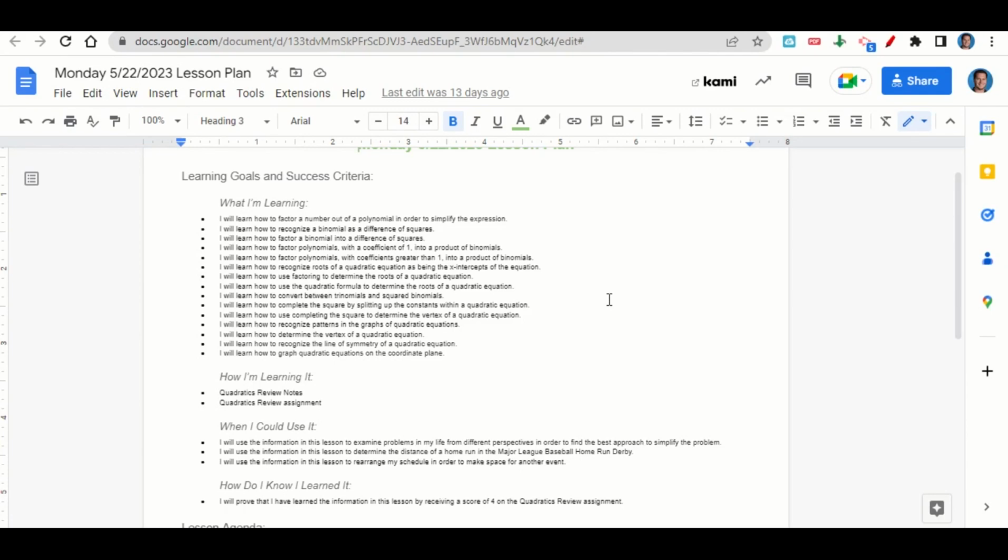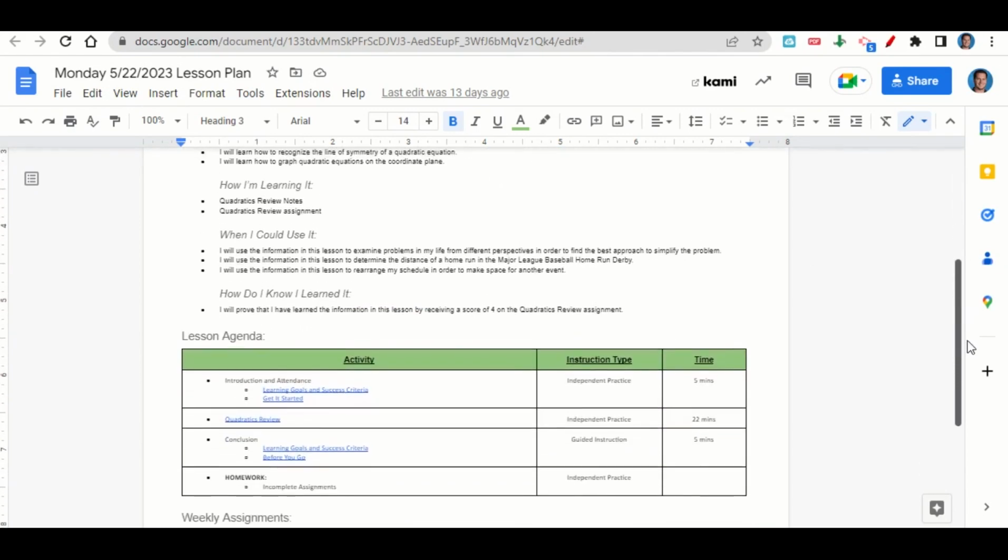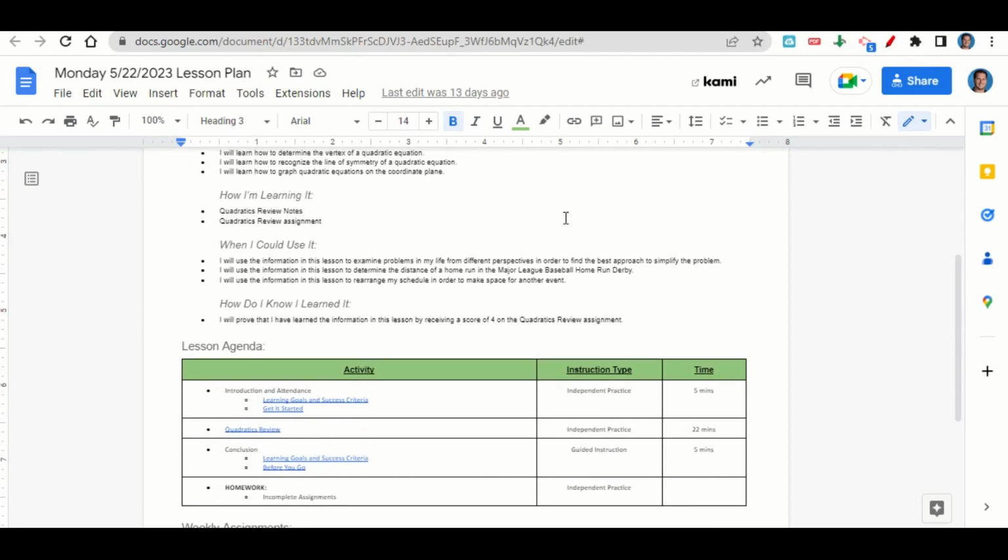How do you know you learned it? By getting a score of 4 on the Quadratics Review Assignment. Now let's take a look at our agenda for today. We will begin by going over the learning goals and success criteria. While we do that, you'll fill out your Get It Started.